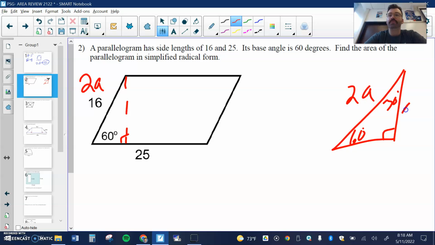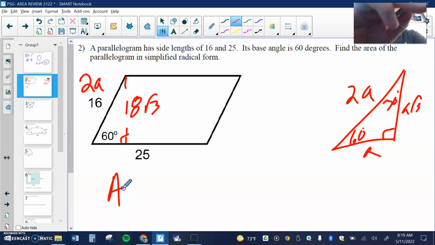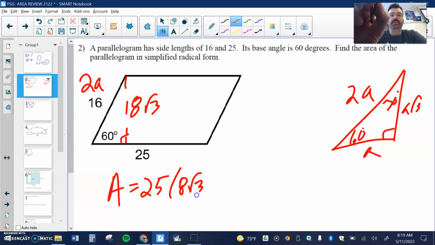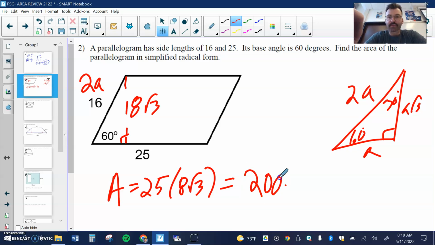This can go on your purple sheet. All right. So if 2A is 16, that would make A 8. So this would be 8 root 3. So the area would be 25 times 8 root 3. 25 times 8, 200 root 3 units squared.